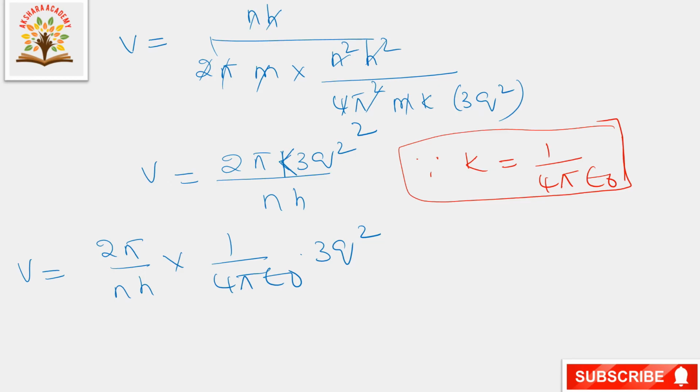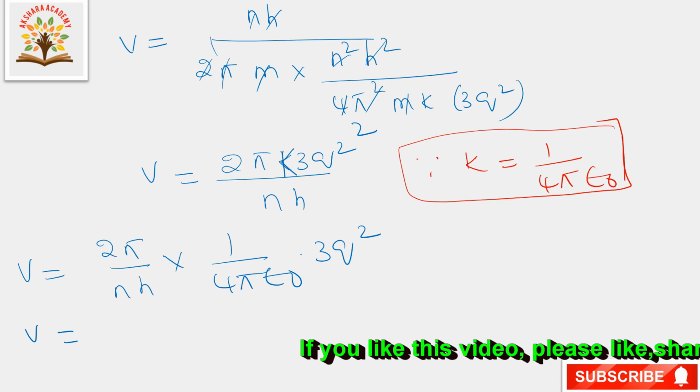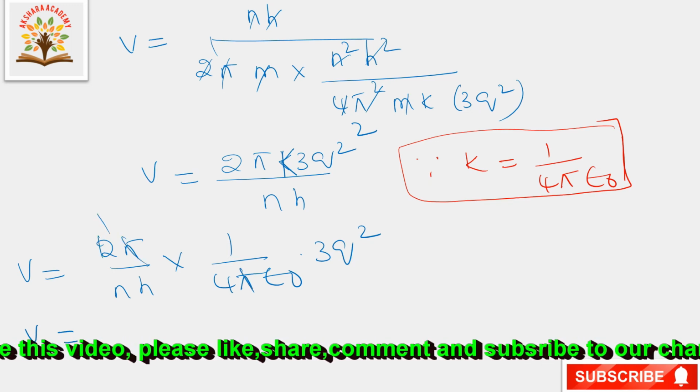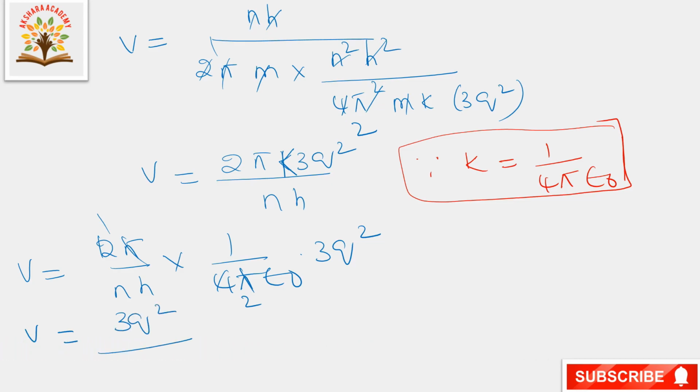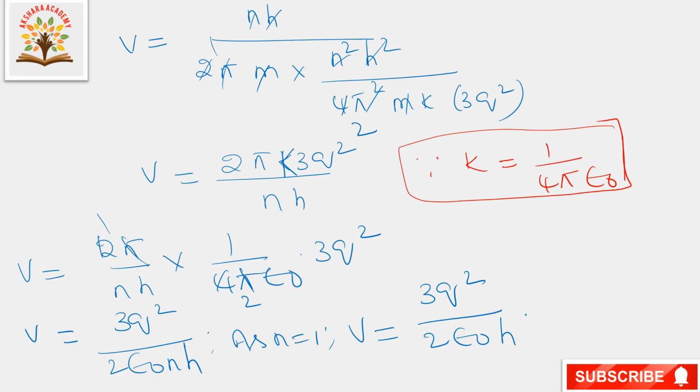Okay, now V is equal to, pi gets cancelled, 2 ones, 2 twos. So 3q square by 2 epsilon naught n h, as n is equal to 1, then V is equal to 3q square by 2 epsilon naught h. Okay, this is the final answer. Okay, next we will go to the next question.